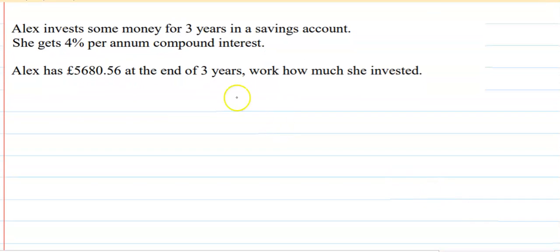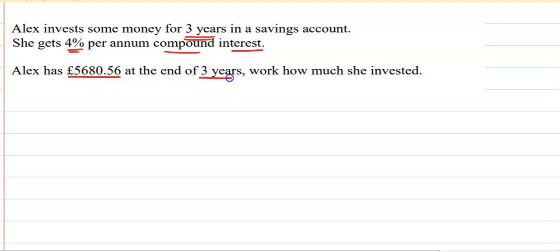Okay, here's another question. Alex invests some money for 3 years, so time is 3 years, in a saving account, and she gets 4% per annum compound interest. Alex has 5,680.56 at the end of 3 years.